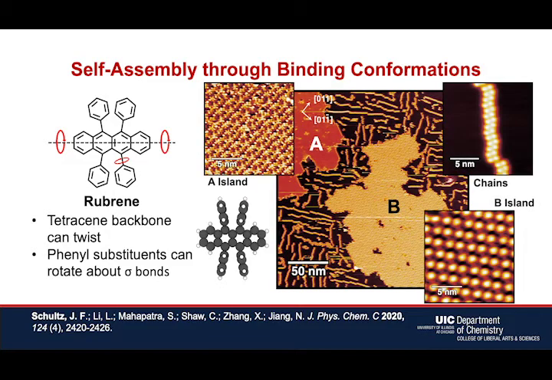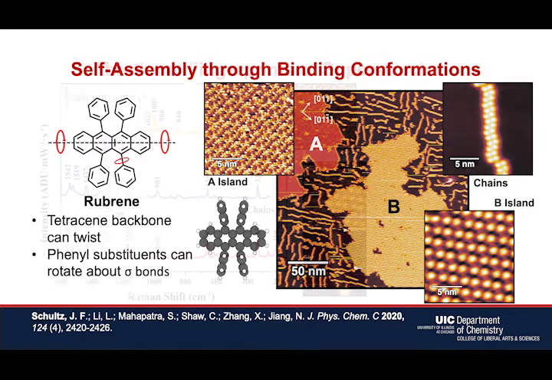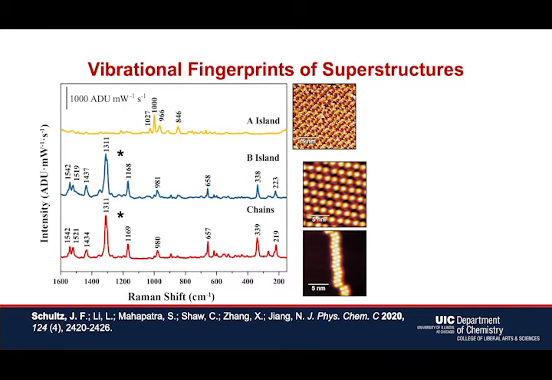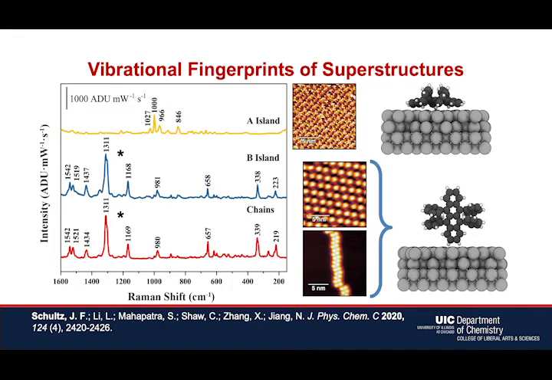STM imaging revealed the formation of three unique supramolecular assemblies, two types of molecular islands, as well as two molecule-wide molecular chains. By comparing TERS vibrational fingerprints with TDDFT simulations, with consideration for TERS selection rules, these three self-assemblies were found to be composed of two types of molecular binding conformations. Rubrene was found to adsorb either with the tetracene backbone perpendicular to the substrate, or with a flat orientation where the tetracene backbone lies parallel with the surface.